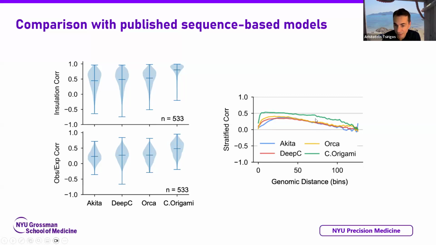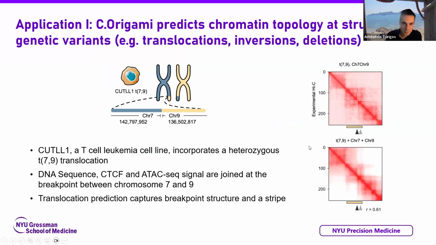Now, having said that, although Tsirigami clearly outperforms these methods, it's still far from perfect. So you see that the stratified correlation is at 0.5, which is good and useful, but it's not perfect. So I think there's a lot of room for improvement here.